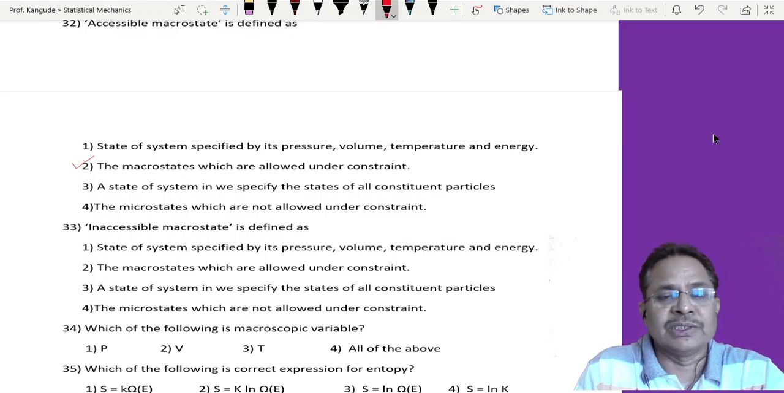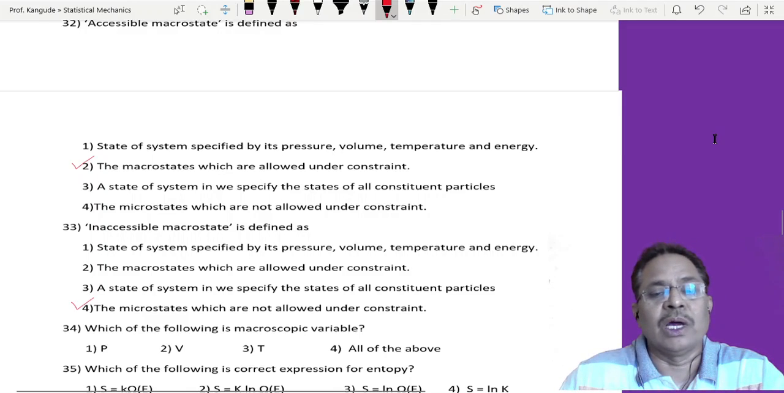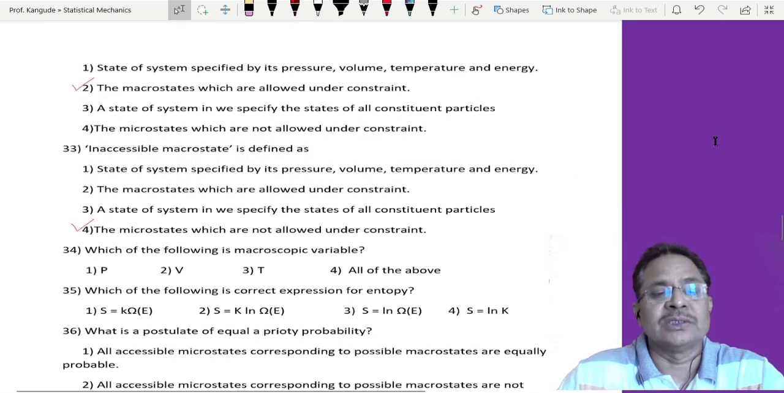The macrostates which are allowed under constraint, that is accessible macrostates. The state of the system in which we specify the state of all constituent particles, that is also not correct. So the correct option is this 4, that is the macrostates which are not allowed under constraints. Such macrostates are called unaccessible or inaccessible macrostates.